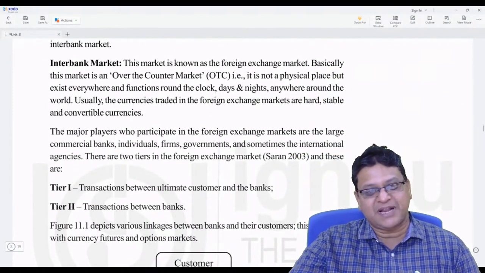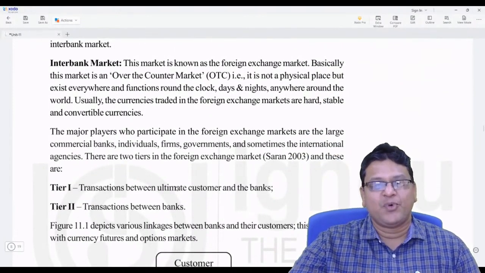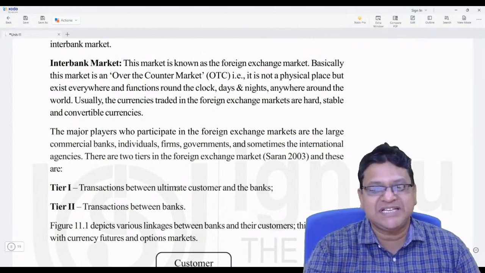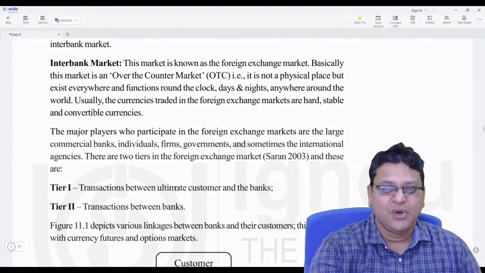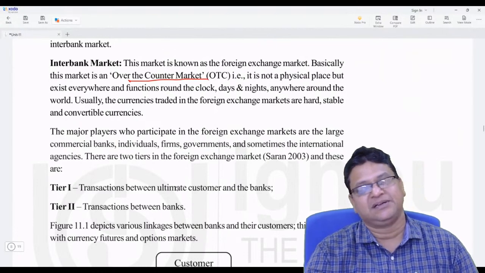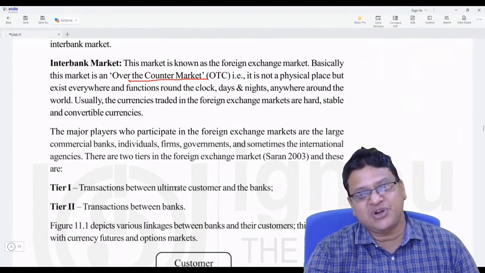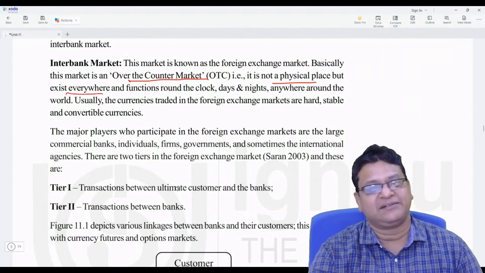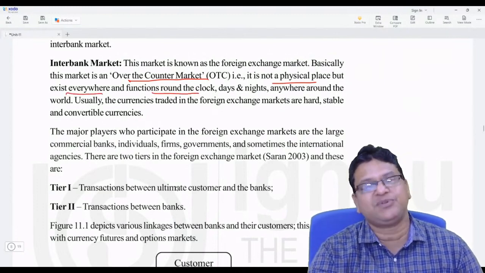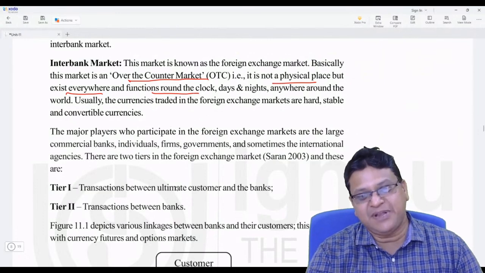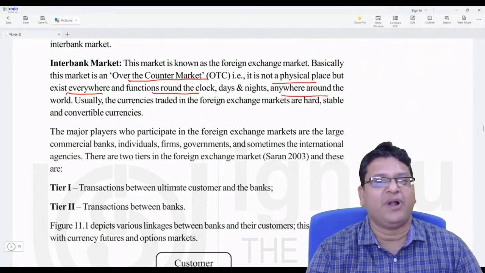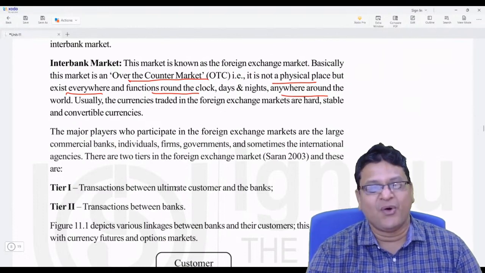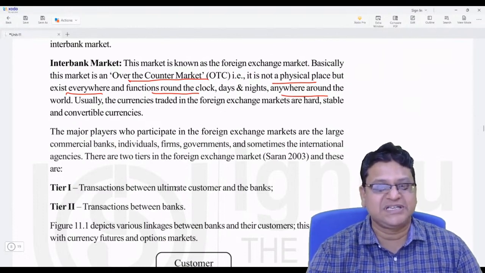What is the interbank market? This is a market where the major players are banks, and it is an OTC market. What is an OTC market? Over the counter market. An OTC market does not have a physical place, but it exists everywhere and it functions round the clock, and it is available anywhere around the world. That is the interbank market, or OTC market.